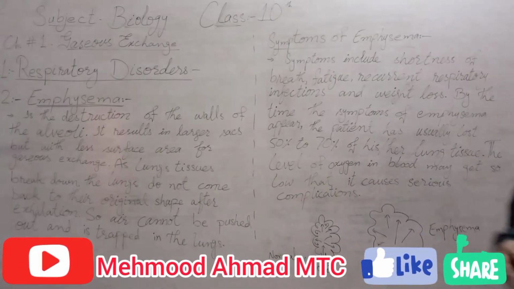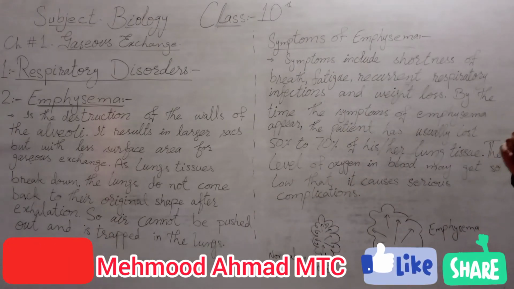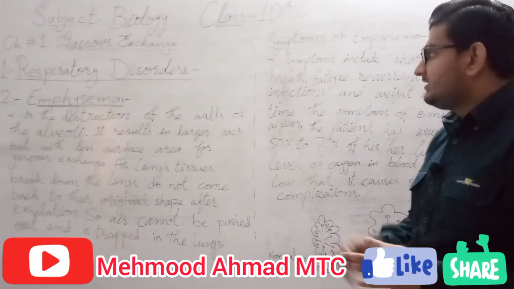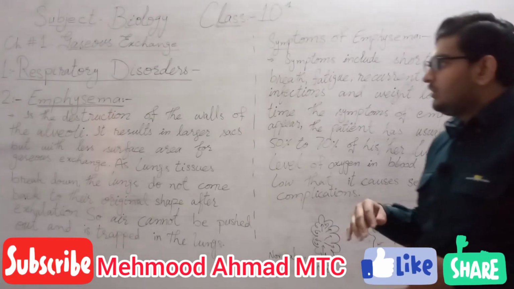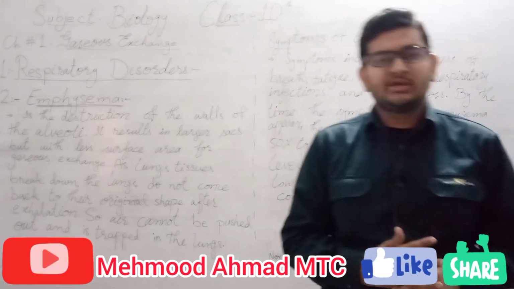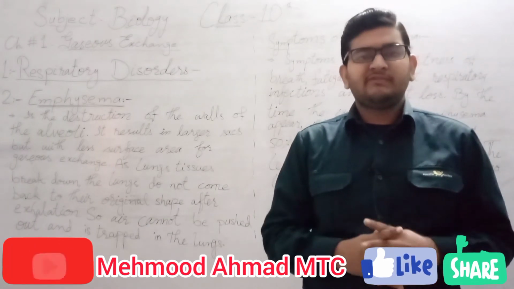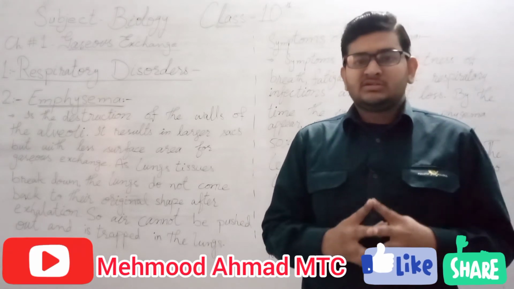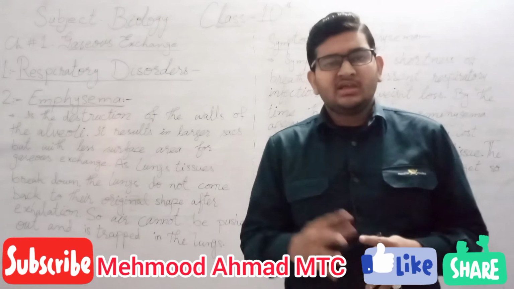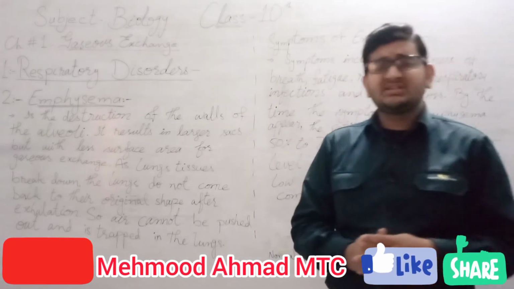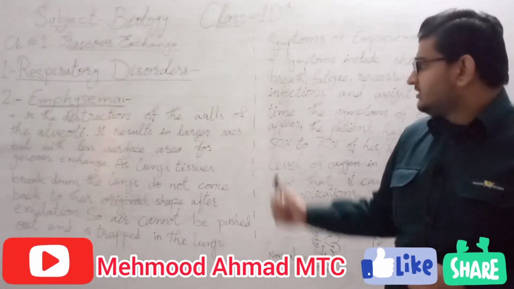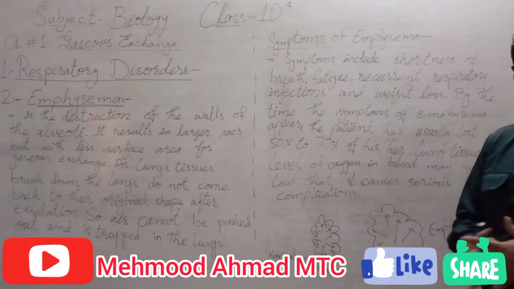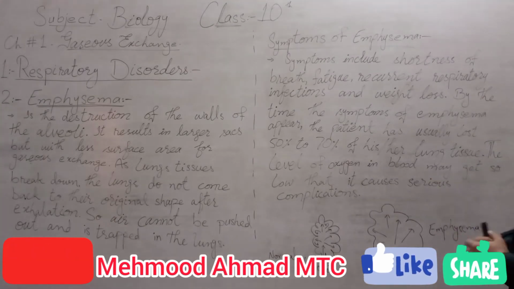This is basically the disorder of the functional and structural unit of the lungs, that is the alveoli. So what happens in this disorder? The walls of the alveoli break down and the surface area decreases, and the size of that tissue or sac increases, but the surface area decreases.